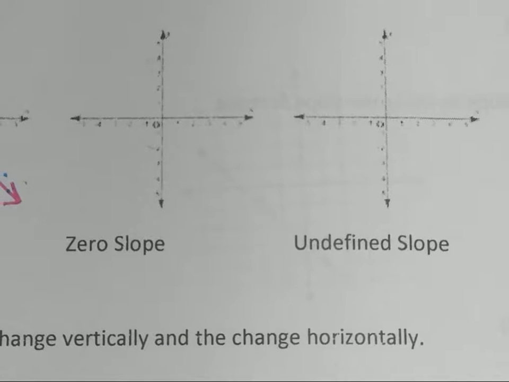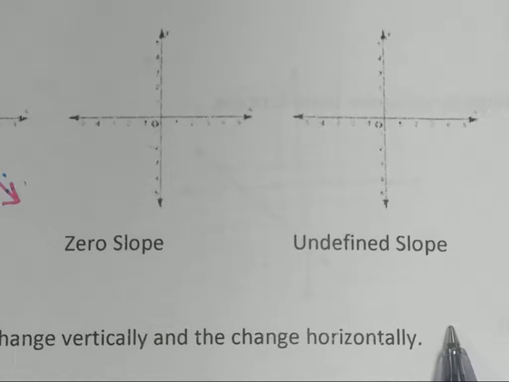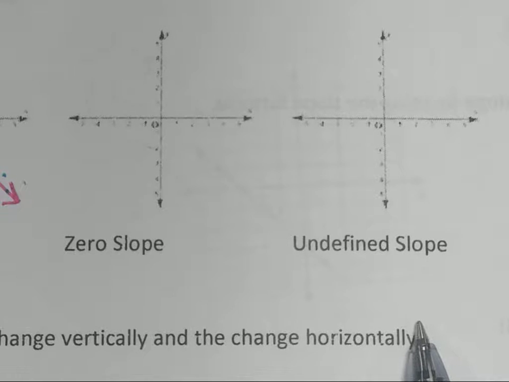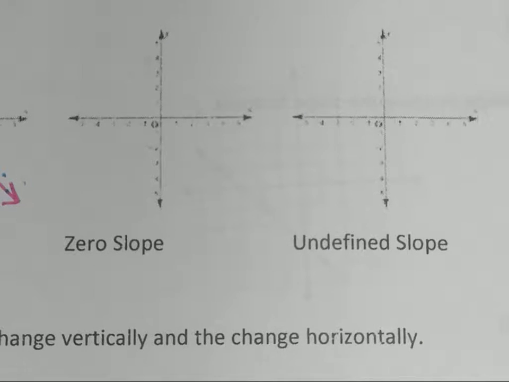Guys, let's look at 0 and undefined. If 0 is going to be like that, can it be up and down? Not 0, can't. 0 cannot. Okay, so 0 slope, we already talked about in this room, the floor has a 0 slope. It's not going up, it's not going down, it's going to be that flat surface.